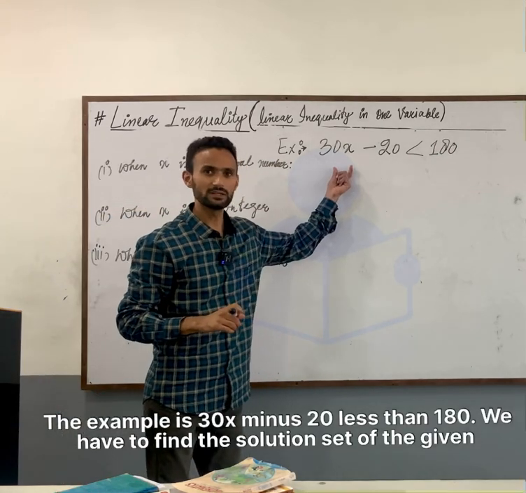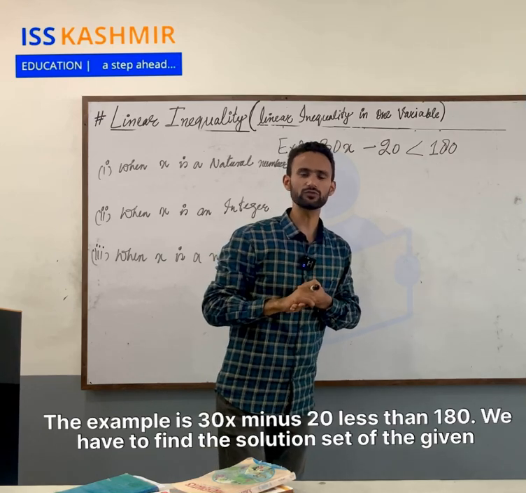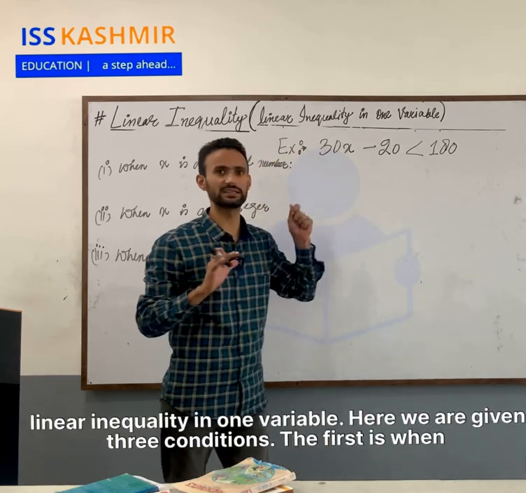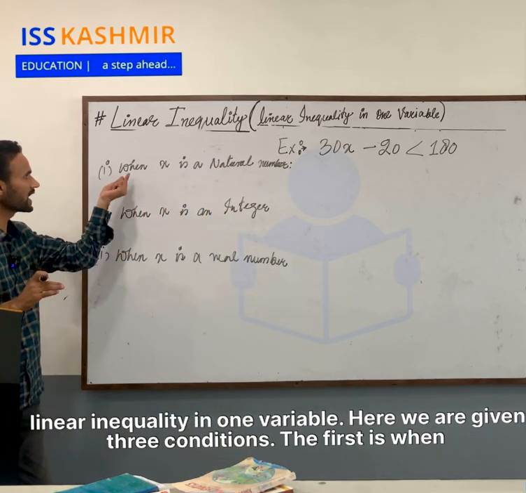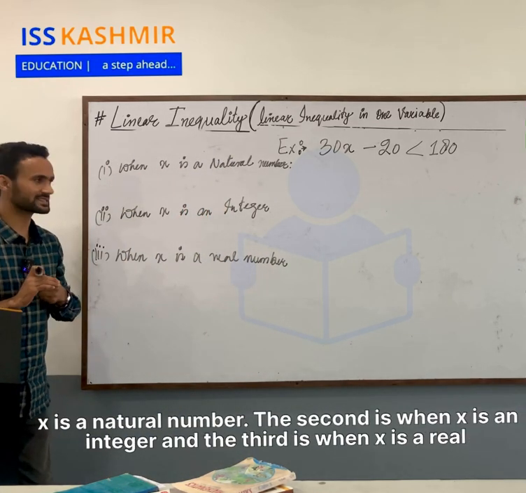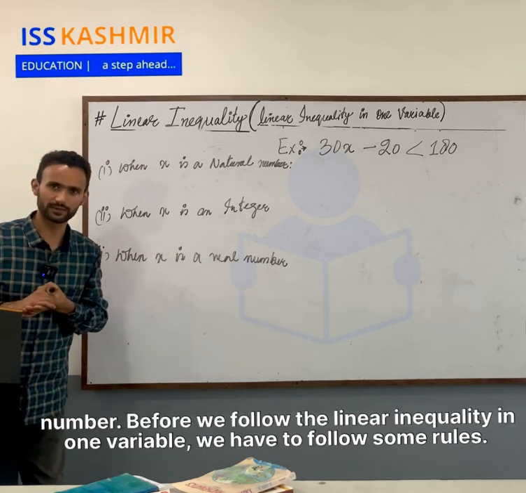The example is 30x minus 20 less than 180. We have to find the solution set of this given linear inequality in one variable. Here we are given three conditions. The first is when x is a natural number. The second is when x is an integer. And the third is when x is a real number.